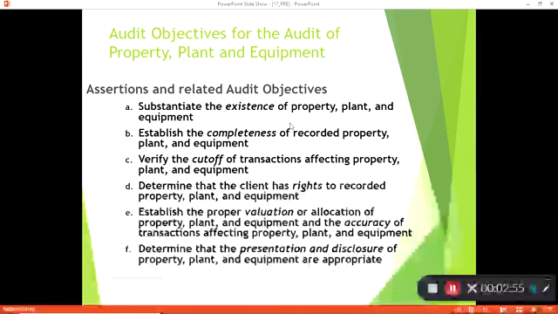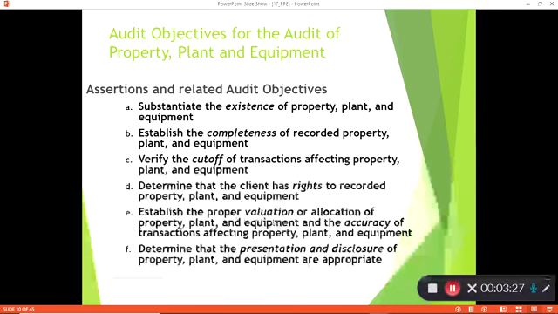To apply them to PP&E, we come up with these audit objectives: substantiating the existence of PP&E, establishing the completeness of what's actually being reported, verifying the cutoff of transactions that affect PP&E, determine the client has rights to the assets, establishing the proper valuation or allocation. Allocation, valuation, we're talking about PP&E. Allocation is depreciation.